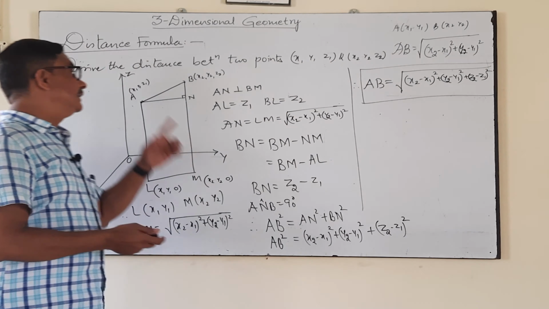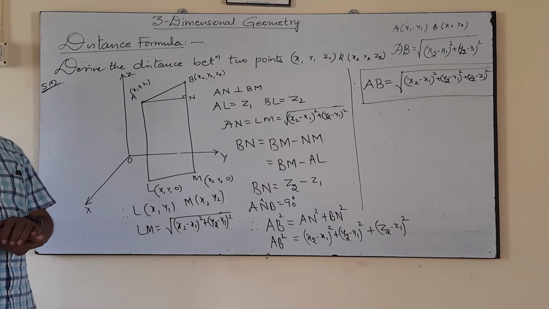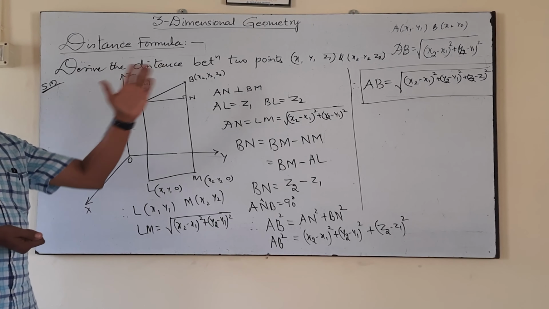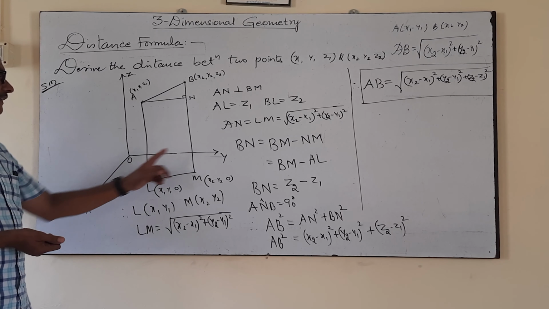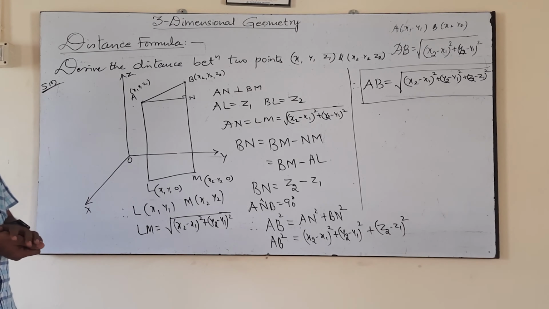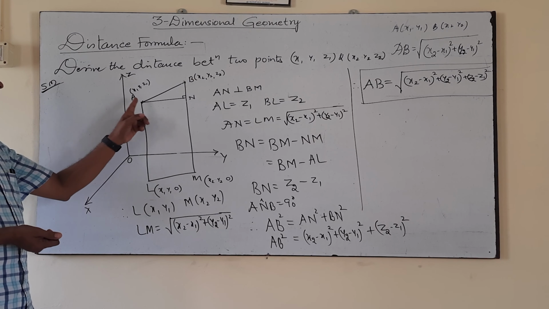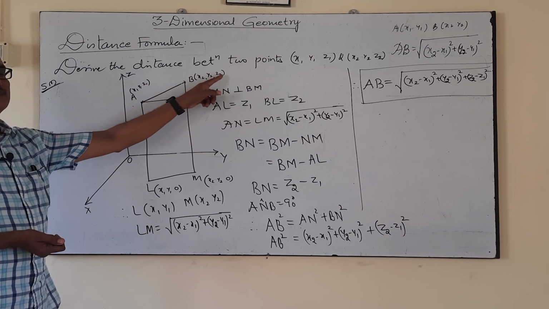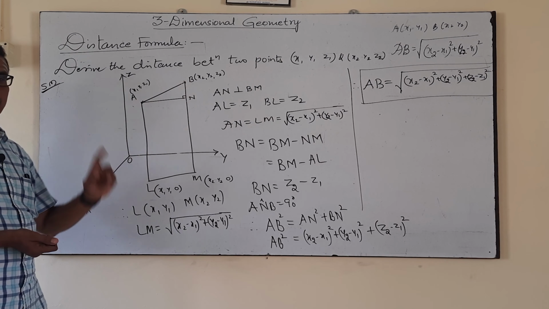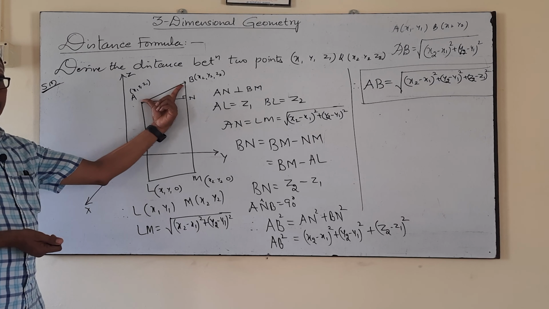Now the question: derive the distance between 2 points, say x1, y1, z1 and x2, y2, z2. Now how to solve? Consider 3 axes, x, y, z axis. O is the origin. Take 2 points. A is the point x1, y1, z1. B is a point x2, y2, z2. Join AB. Now to find the distance AB.